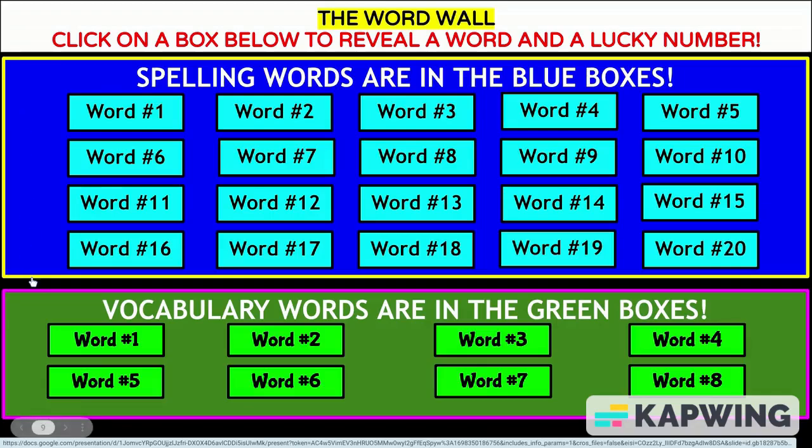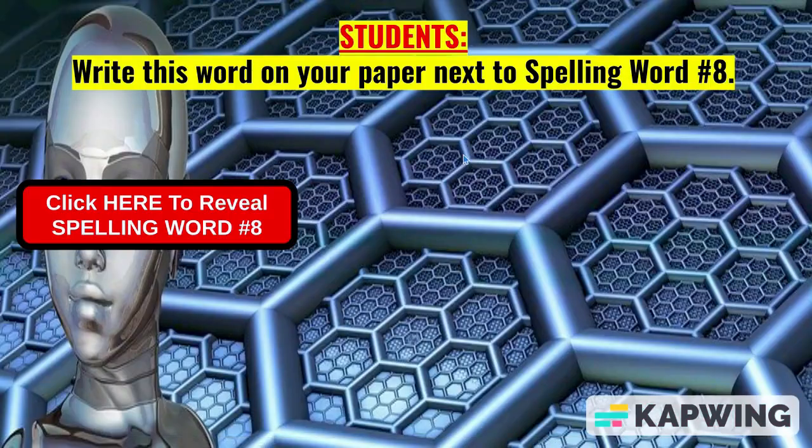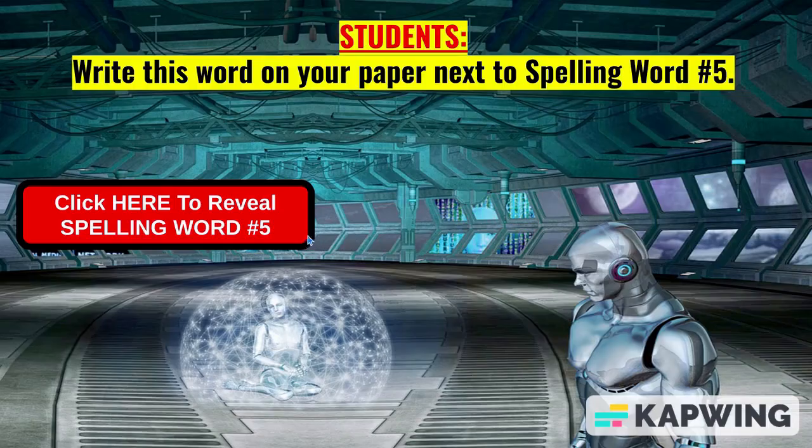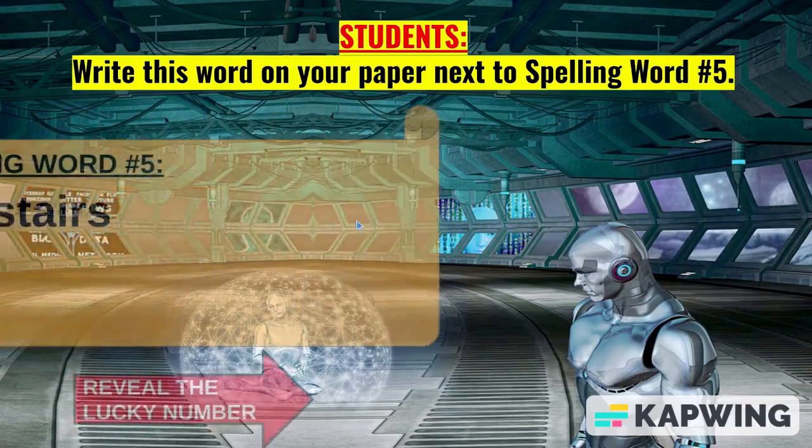The game begins with the word wall that you see here on the screen. The spelling words are in the blue boxes and the vocabulary words are in the green boxes. As the teacher, you can click on any of the boxes you wish, or if you want, select a student in class to pick the first number to get started. Once you click on one of the boxes, a spelling word or vocabulary word will appear.